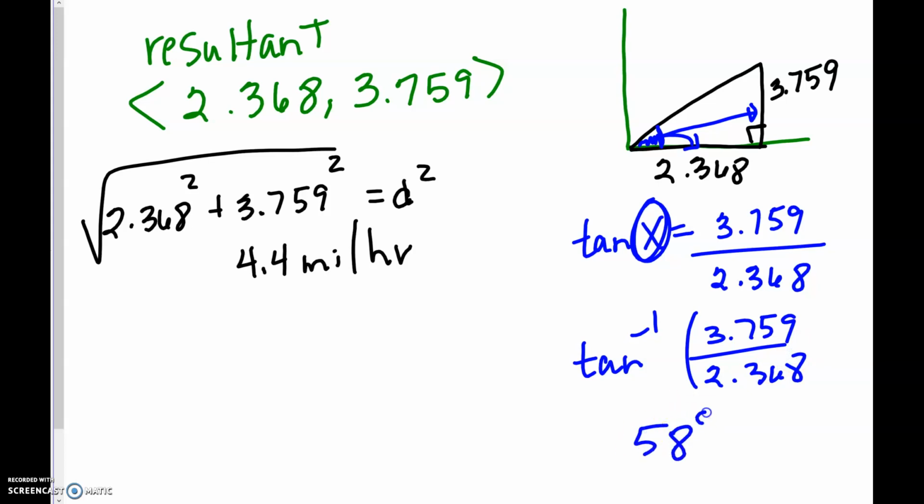I got this to come out, they're asking us to round, to the nearest degree, 58 degrees. So if you're going to do this nautically and you want to know what this part is right here, it's going to be 90 minus 58. And so it's going to be north 32 degrees east, and she's going at 4.4 miles per hour.